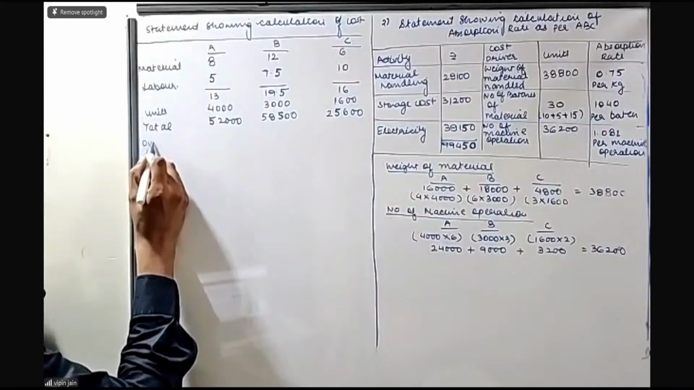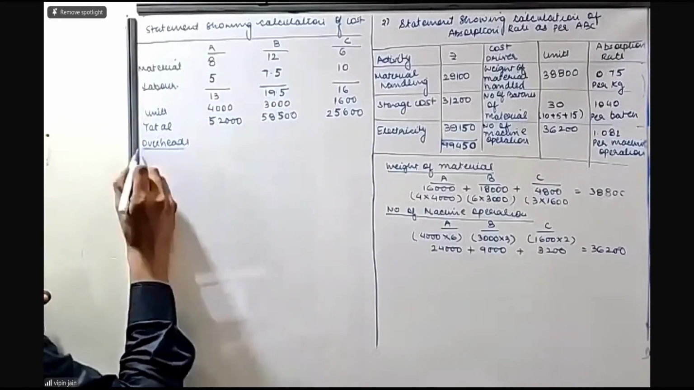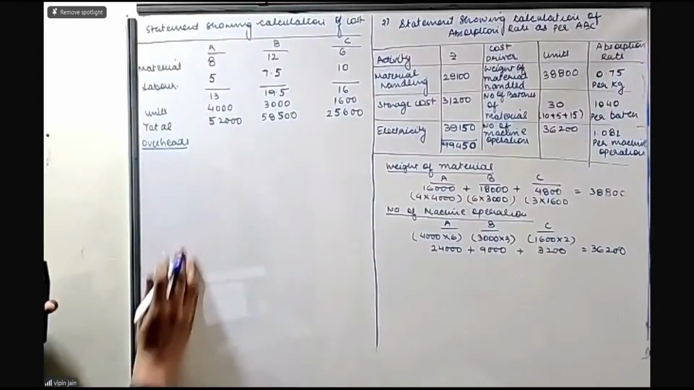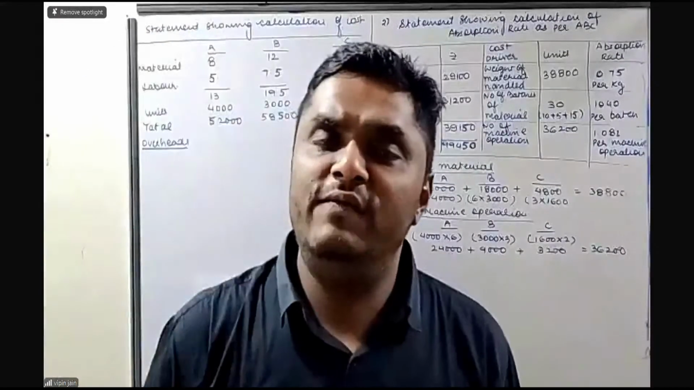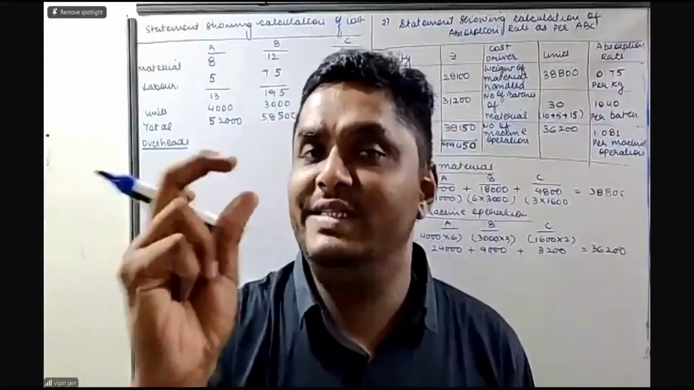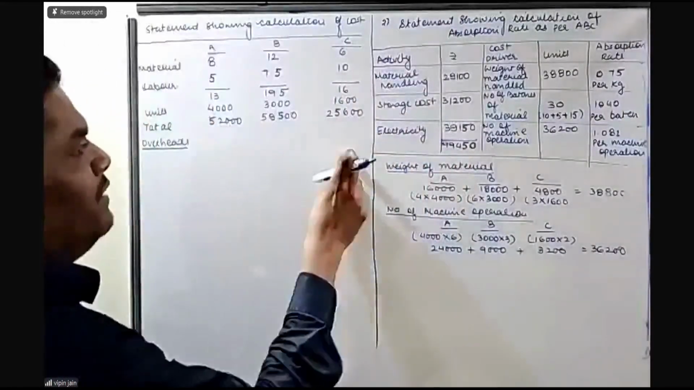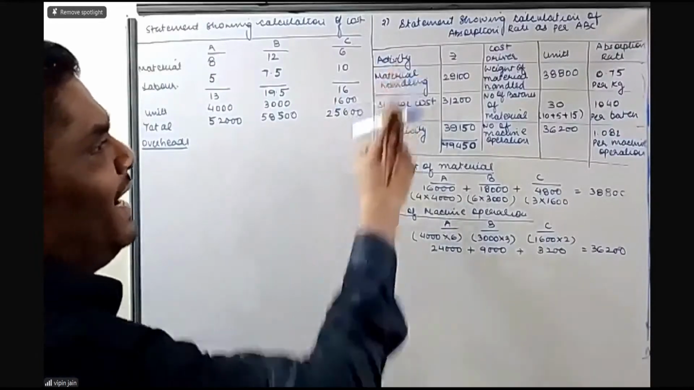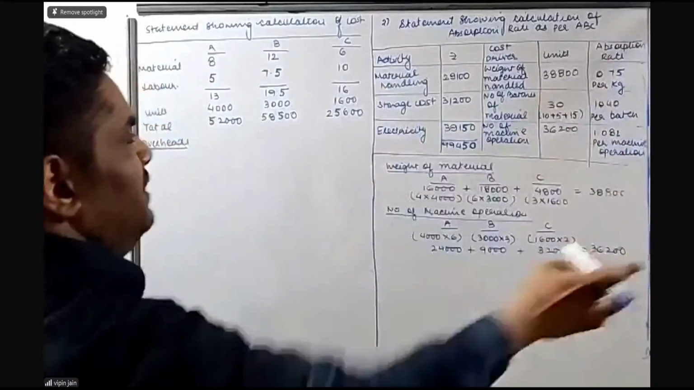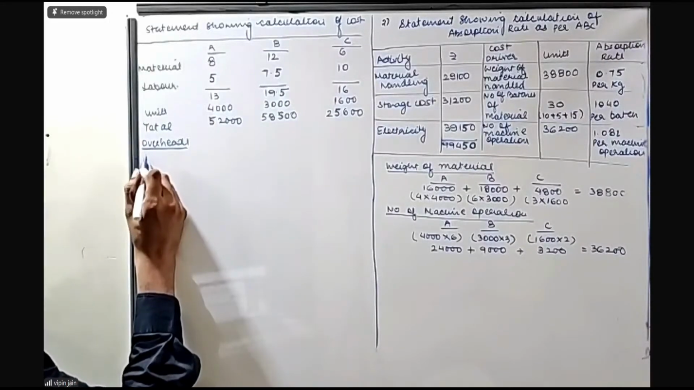Now let's start with overheads. See, earlier there was only one basis of absorption and we got the rate 17 per hour. So 17 into hours, we got the total overheads, and this is how we got the total cost. But now herein there are 3 activities and 3 absorption rates. So let's start with the first activity, that is material handling.